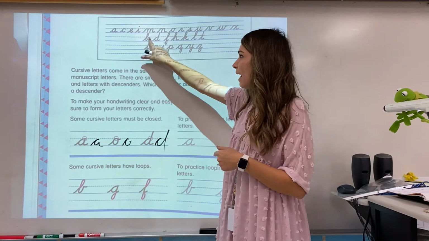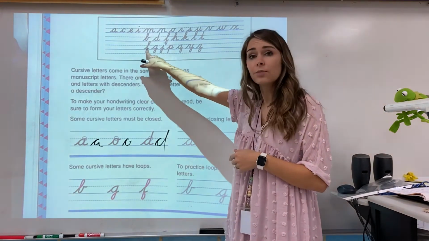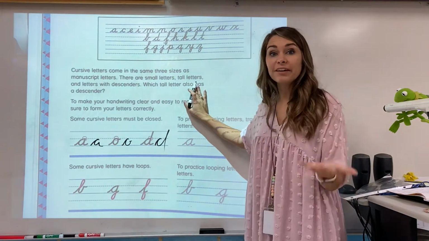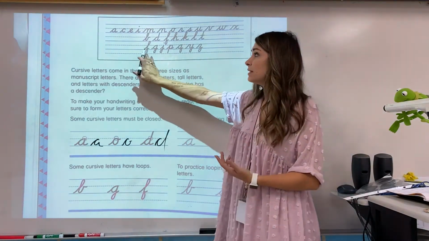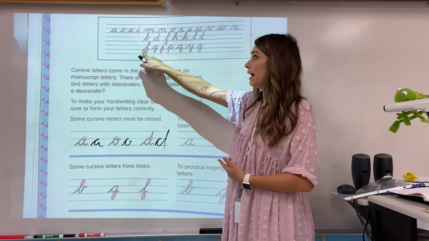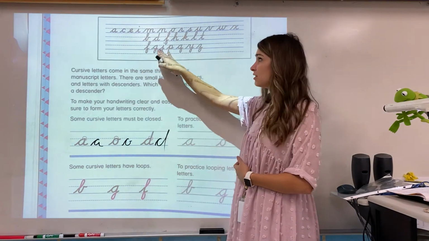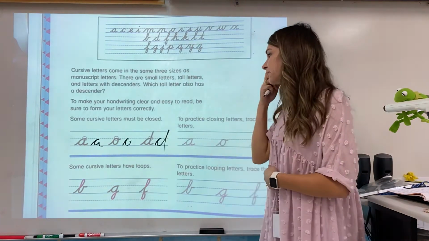So for example, my F has a little tail that goes below my writing space and then goes back up. It says which tall letter also has a descender, and my F is the only letter on this line where I have floor to ceiling and a little tail on the bottom. The rest of these are small letters with descenders.